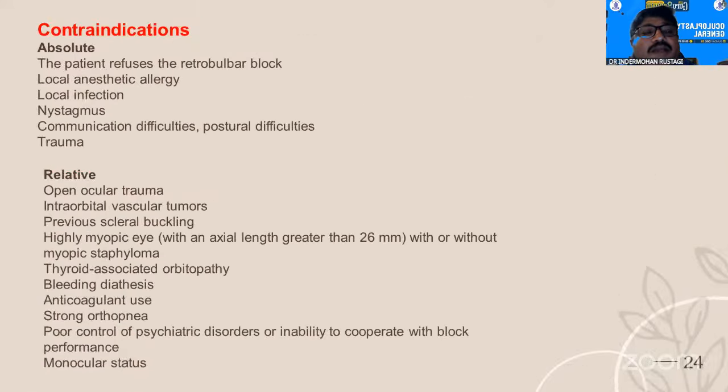These are the contraindications. The absolute contraindications are that the patient doesn't want a retrobulbar block, or there is some local anesthetic allergy, local infection, or the patient has nystagmus, where the frequent movement will not allow you to give the block, or communication difficulties, postural difficulties, or a case of trauma. There are also relative contraindications, which are optional. If it is open ocular trauma and the trauma is less, we can decide, but if the trauma is severe, we should avoid it. Intraorbital vascular tumors, scleral buckling, or especially a highly myopic eye where the axial length is more than 26 mm, posterior myopic staphylomas, thyroid ophthalmopathies, bleeding diathesis, anticoagulant use, strong orthopnea where the patient cannot lie down, or poor control of psychiatric disorder. In monocular patients especially, we should not take any kind of chance.